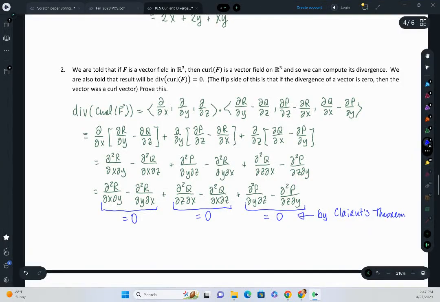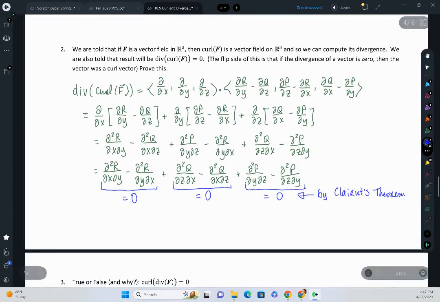Clairaut comes up quite a bit in mathematics. So then we put that all together and we get that it's equal to 0. All right. So the point of that wasn't so that you can go through the pain of proving something, but more so you understand why when we take the divergence of a vector field that is a curl, we will get back 0. And of course, the other implication is that if we end up with a divergence that is 0, then we know that that vector was a curl vector.